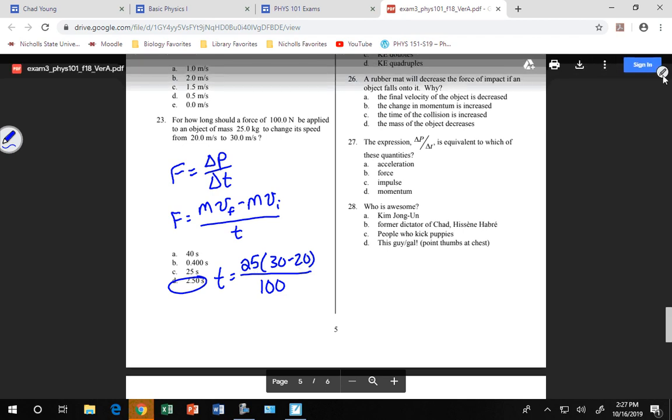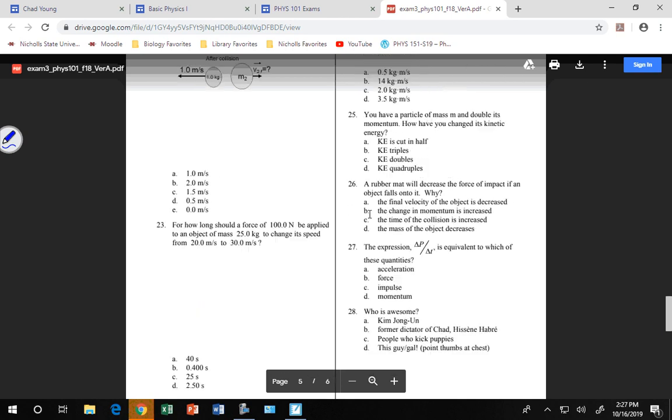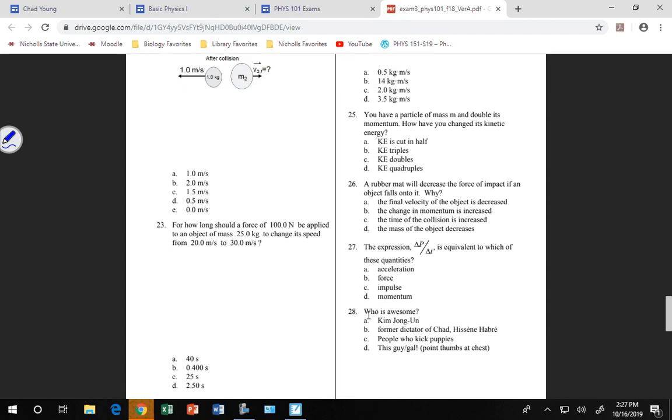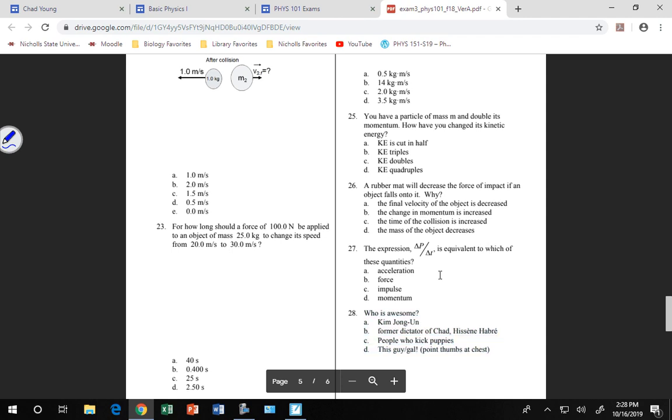Others in particular? Can you look at some of the ones that are just confusing? Like this, who is awesome? I like this one. Kim Jong-un. Are you those people who kick puppies? You pick the worst people. Okay.